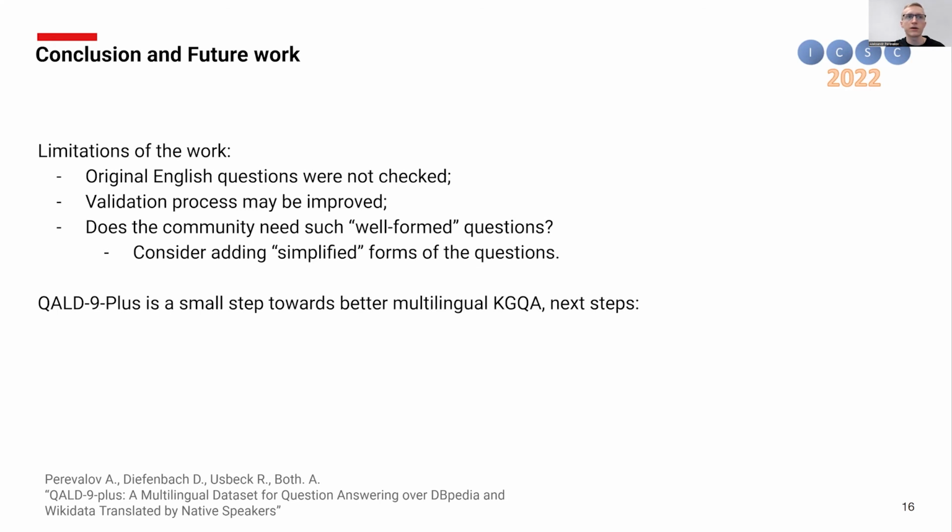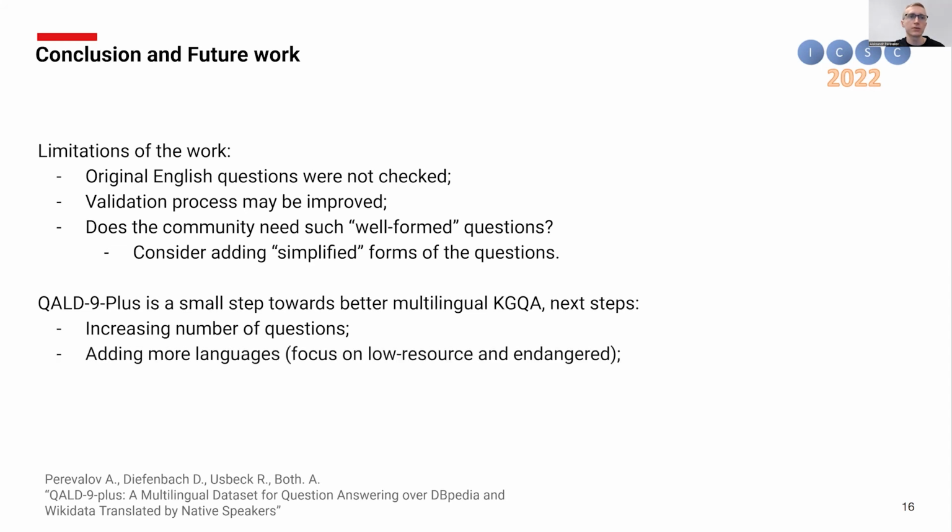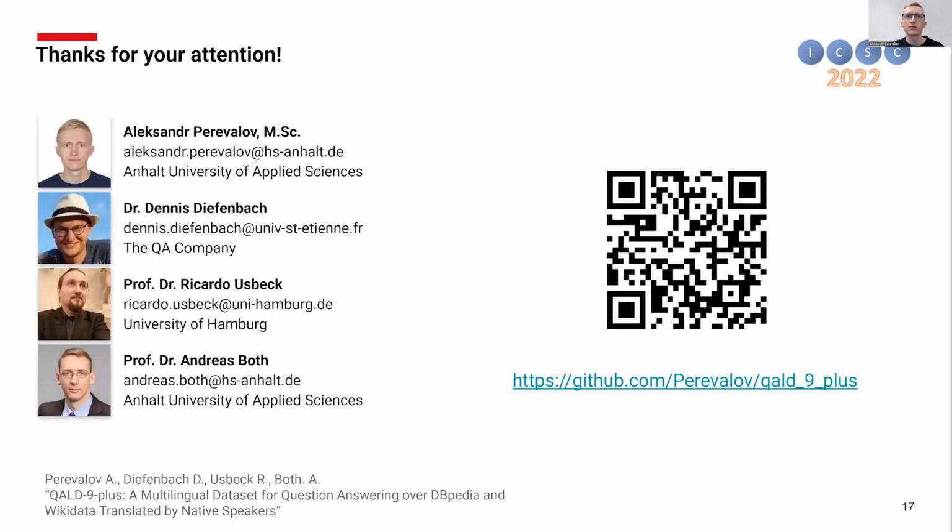So, QALD-9-plus is a small but important step towards better multilingual KGQA. Our next steps are increasing the number of questions and the number of languages in the dataset, with a focus on low-resource and endangered languages, and of course, more extensive evaluation on this data. But maybe the last future work task is not only for us, but for the research community. So, feel free to use this dataset for your evaluations.